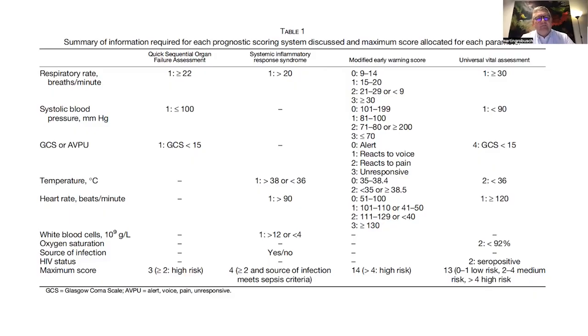As you see, the quick SOFA score, quick sequential organ failure assessment, is only making use of very, very basic tools. Actually, it can be done rapidly and is widely propagated in low and middle income countries. Then we have more sophisticated scores, the MOD score, for example, a systemic inflammatory response syndrome score, SIRS, and the UVA score, the universal vital assessment.